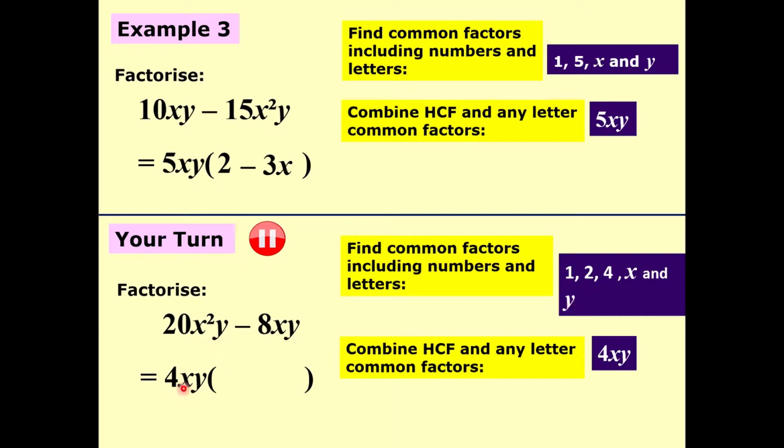So 4xy, what do we need to times this by to get 20x squared y? Well, to change a 4 to 20, we need to times it by 5, so that's going to be our number. And then xy, we're looking for x squared y, but we're missing an extra x there, so that's where 5x comes from. And then we're going to subtract, so we've got 4xy, we need to change the 4 into an 8 by times it by 2, so you should have 4xy bracket 5x subtract 2. So really well done if you got that.